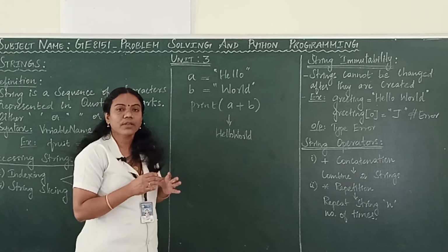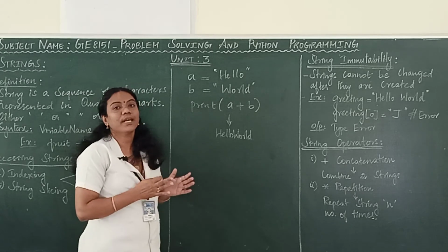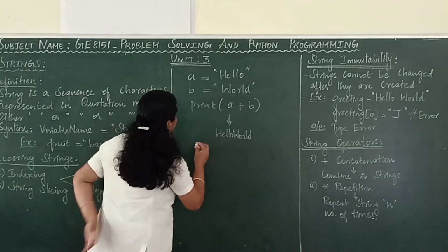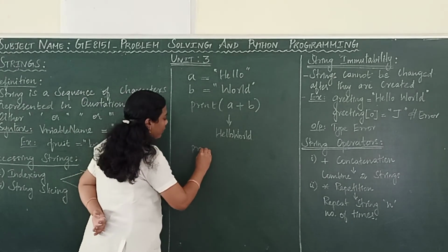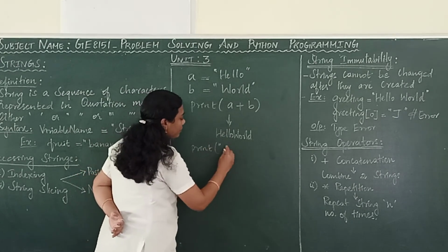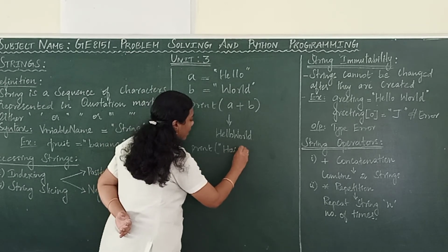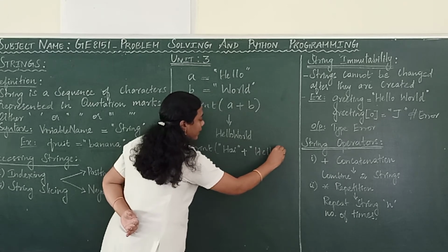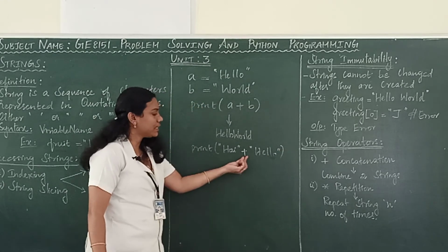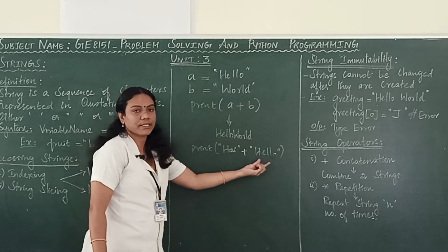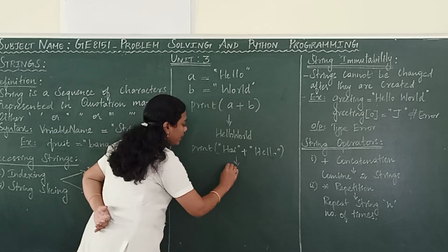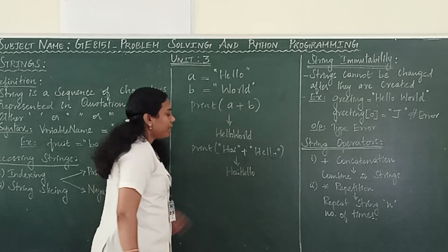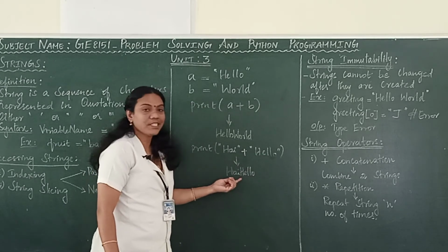If you need to concatenate or join more than one string, you can use the operator plus. Again, another example. If I use print hi plus hello, what will be the output here? Here also the operator plus is introduced in between two strings. I will get the output hi followed by hello. In between the two strings, no spaces will be introduced.